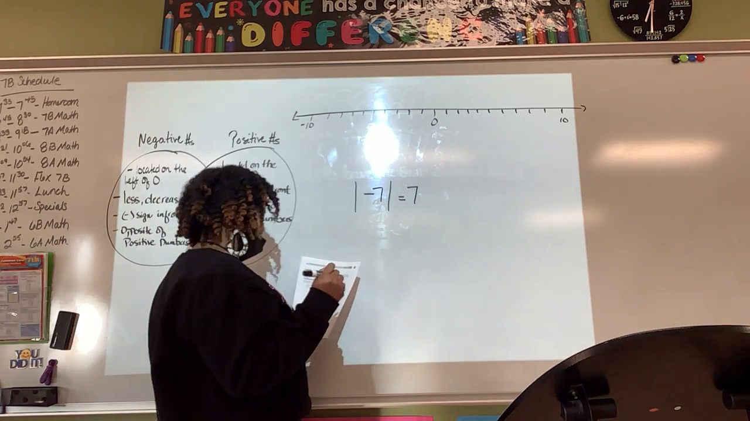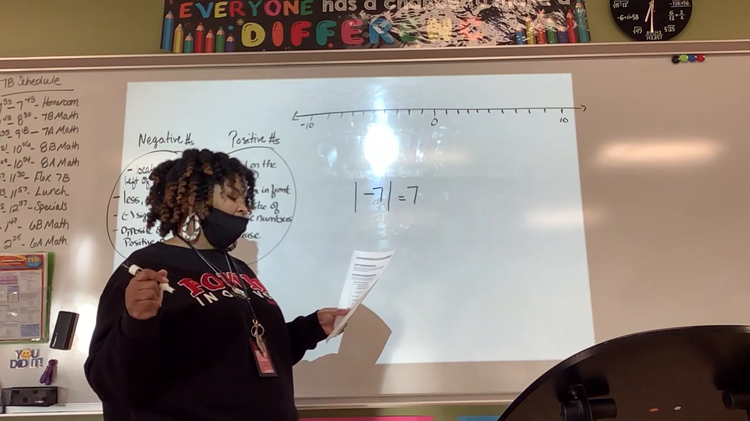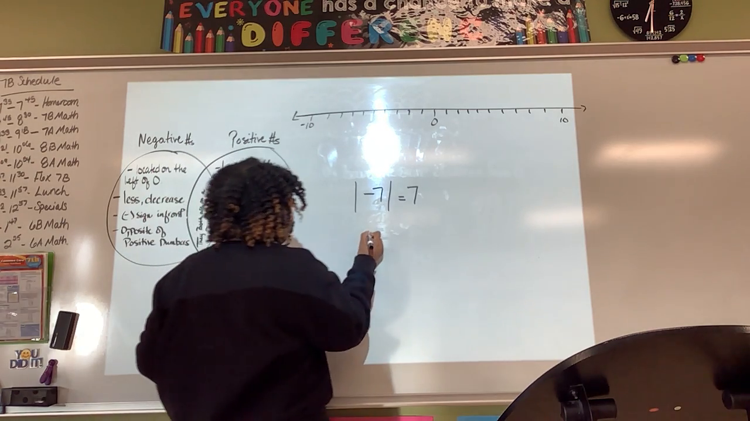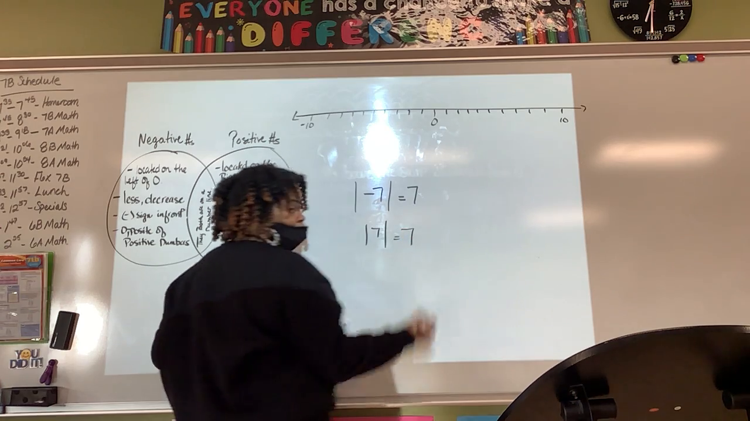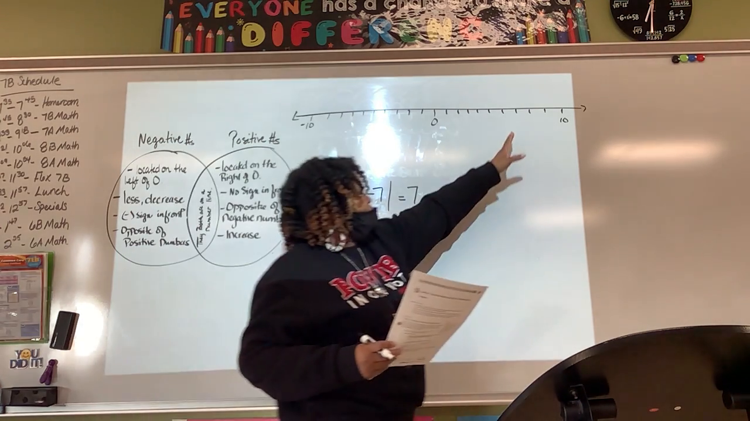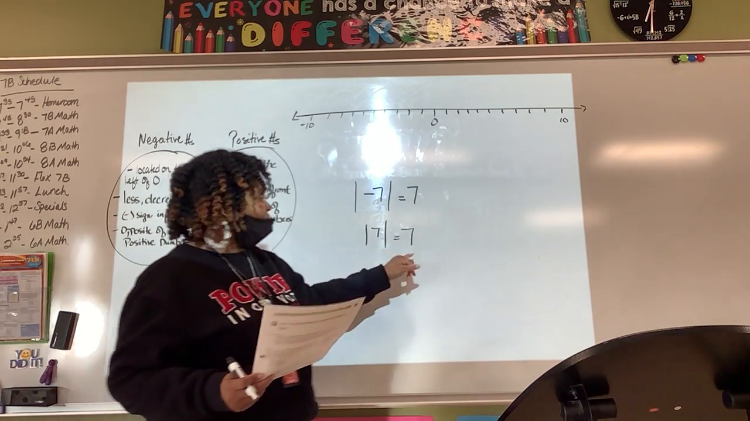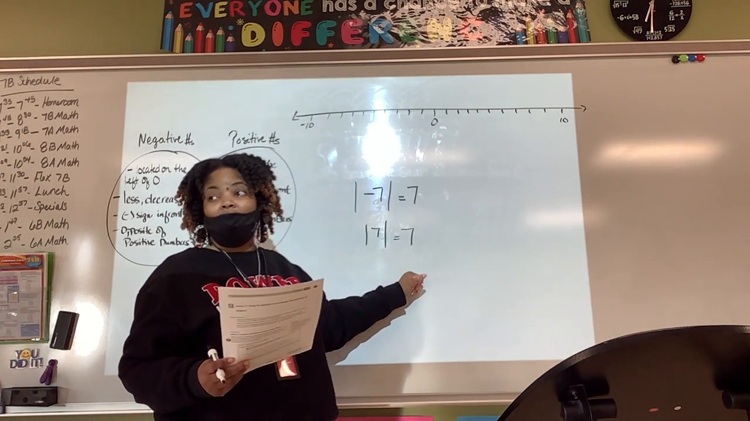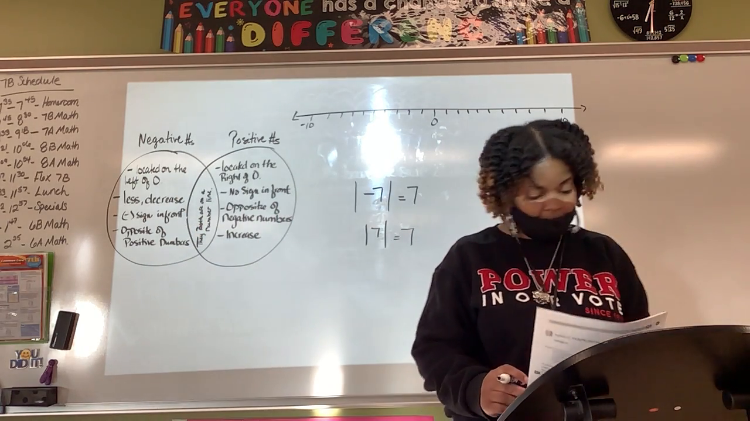So if I were to say positive 7 is 7 units to the right of 0, I'm going to take the absolute value of 7, and it's still going to be 7. If I come here to 7, how many times do I jump to get to 0? 7. Again, I say this answer would never be negative. Never. The absolute value of a number is never negative.